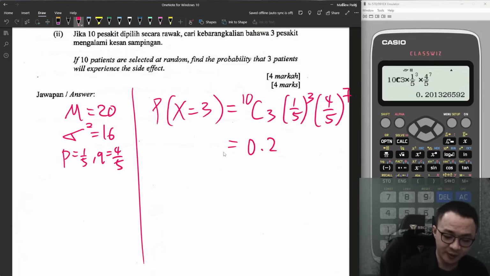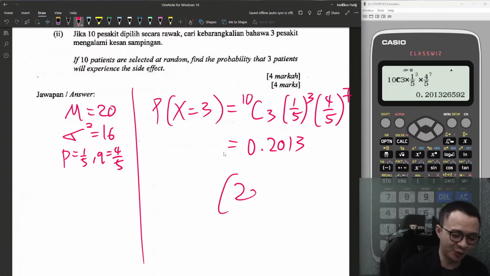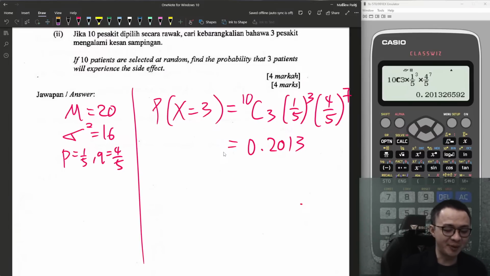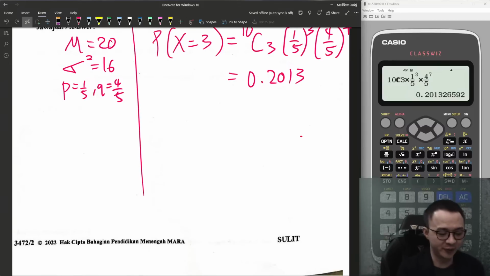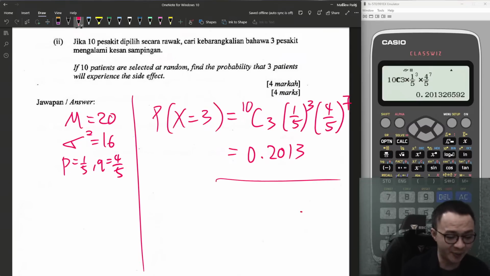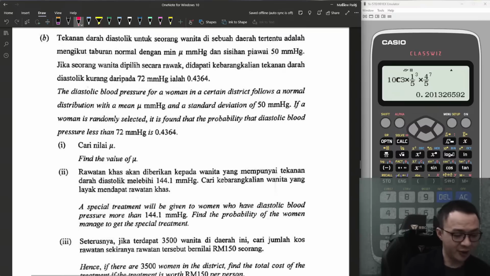Okay, 0. Wow, actually it's not too good. It's about 20% of the people will experience the side effect. If 10 people, 3 people will have it, which is about 20%. Still okay lah, still okay. But it's fine. We find probability, we are not finding percentage. 4 marks done. Okay, B.